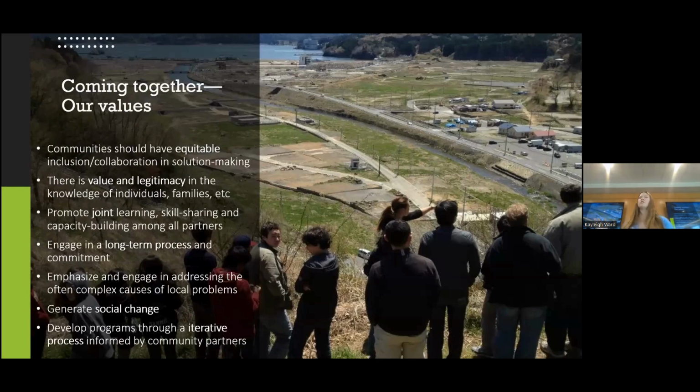This is kind of a rehashing of many of the principles you saw on the CBPR slide, which is we wanted to have equitable inclusion of people in solution-making processes. We wanted to make sure that there was value and legitimacy around people's individual knowledge. We also wanted to have joint learning, skill sharing, and capacity building among partners. And what I mean by that is if we were doing something and suddenly we did not have the capabilities to do that, we would tap one of our other partners to bring in and do that. And through doing that, we would have joint learning amongst the community partners. We often had training workshops and other things while this was going on.